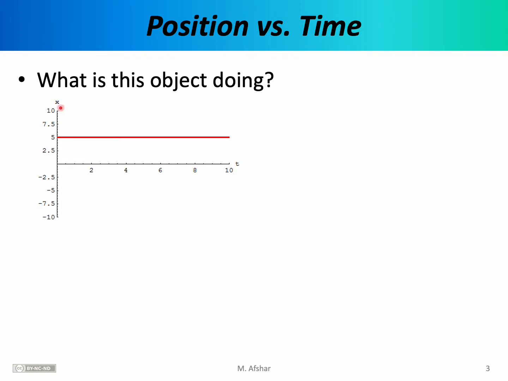If I give you a graph of x versus t, and I tell you that the graph looks like this, essentially a horizontal line, you should understand that this graph represents an object that is basically stationary at x equals 5.